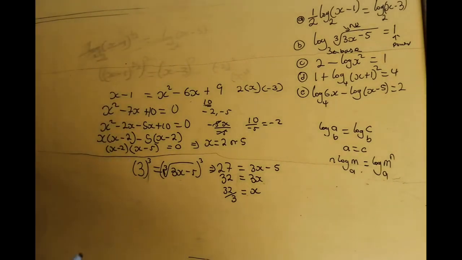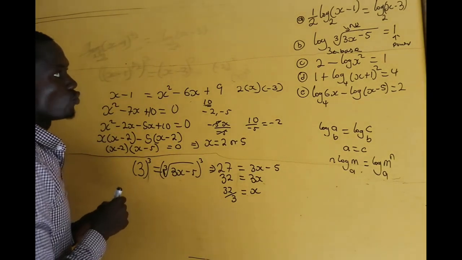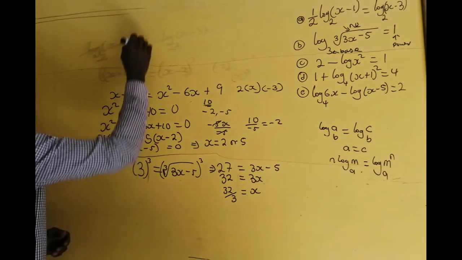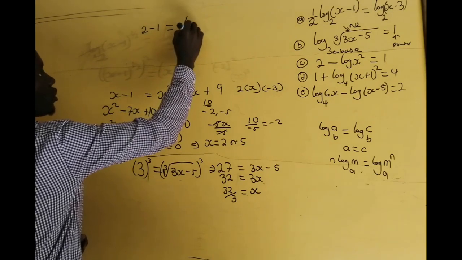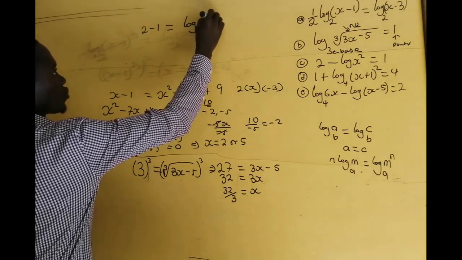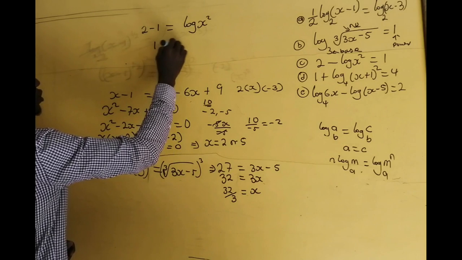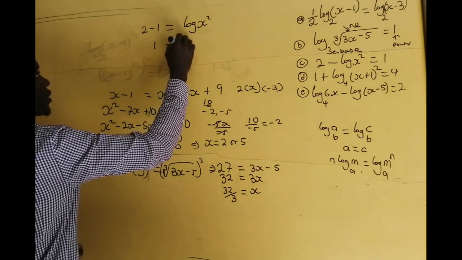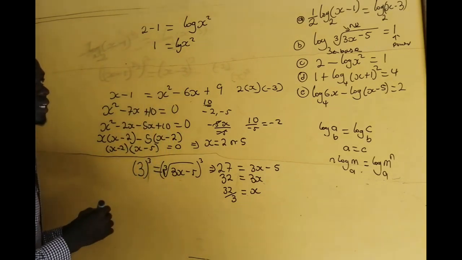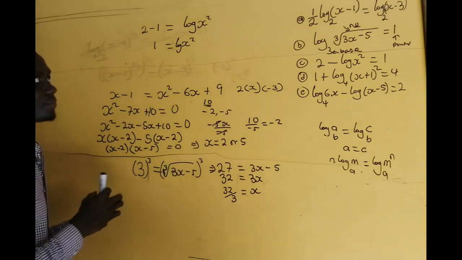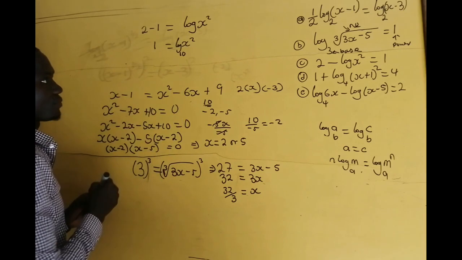Now for the third one, we group like terms. So we are going to have 2 minus 1 equal to log x squared. So we have 1 equal to log x squared. And what is the base here? If you write the logarithm without the base, then it means that we are in base 10. So the base here is 10.